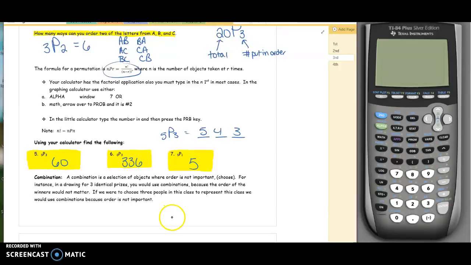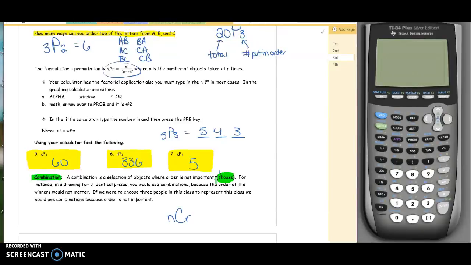Combinations are kind of the same thing. We have NCR. When you were doing this in your calculator, you may have noticed NCR right with the NPR. A combination is when you are choosing something and the order doesn't matter. So I want you to think of combination, C, as choosing something.